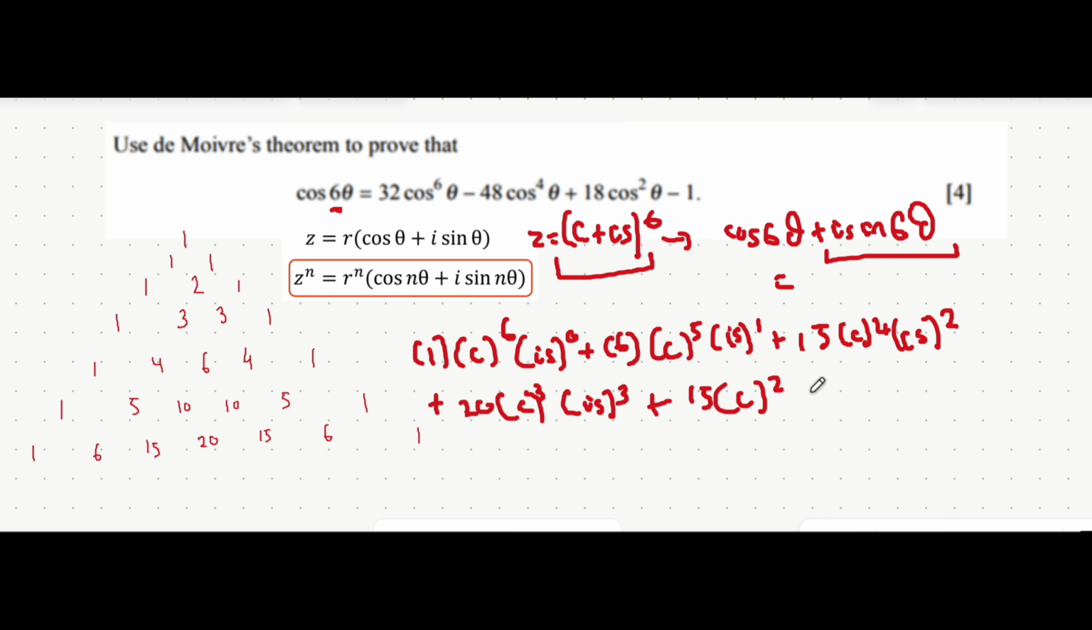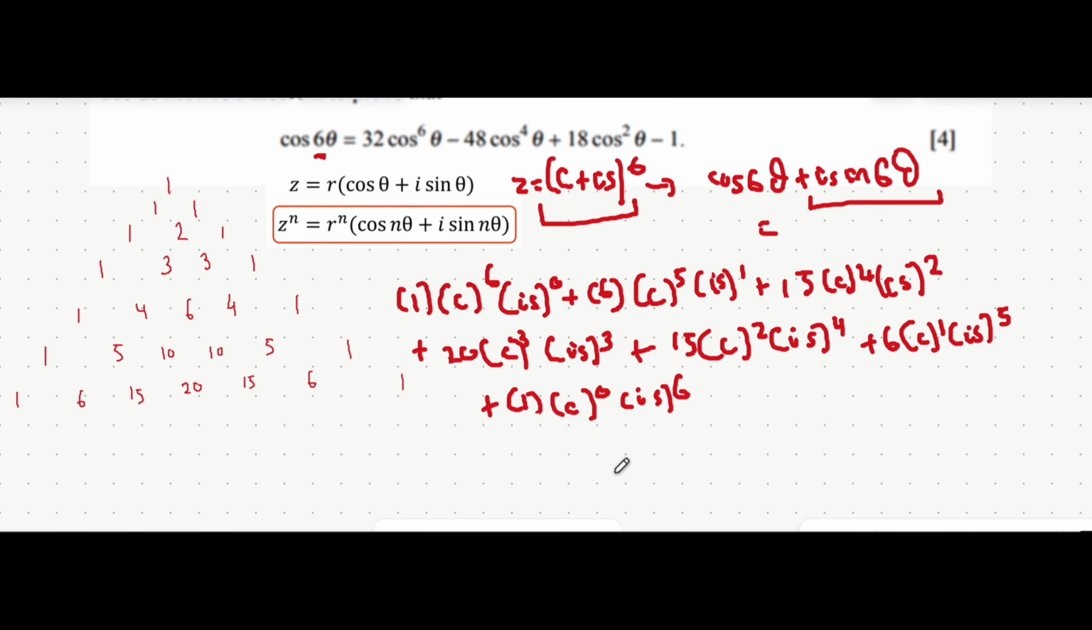So c squared now, multiplied by is all to the power of 4, and then plus 6 lots of c to the power of 1, multiplied by is to the power of 5, and then multiplied by 1. When your cos value is now at the 0th power, and your other term is at its maximum power, that's when you know that's the stopping point.